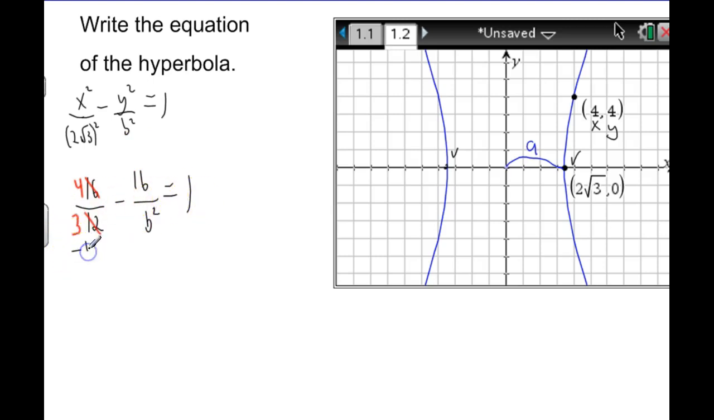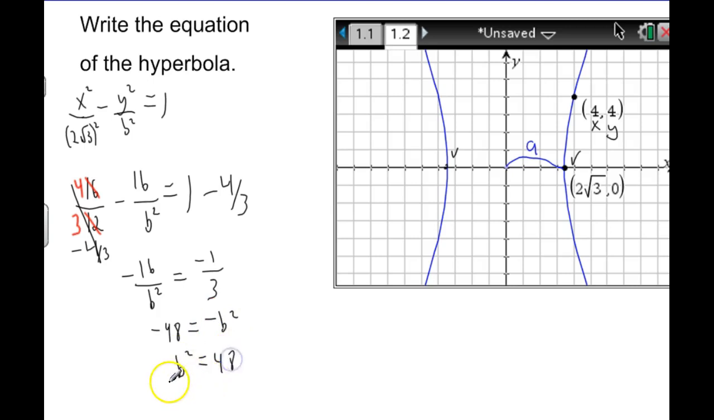So we got 4 thirds minus 16 over b squared equals 1. I'm going to subtract 4 thirds from both sides. That cancels. We get negative 16 over b squared equals 3 thirds minus 1 third, which is negative 1 third. Cross multiply this guy, you get negative 48 equals negative b squared. Divided by negative 1, b squared equals 48. Take the square root of both sides. Don't worry about plus or minus. B is always positive. B equals square root of 48.